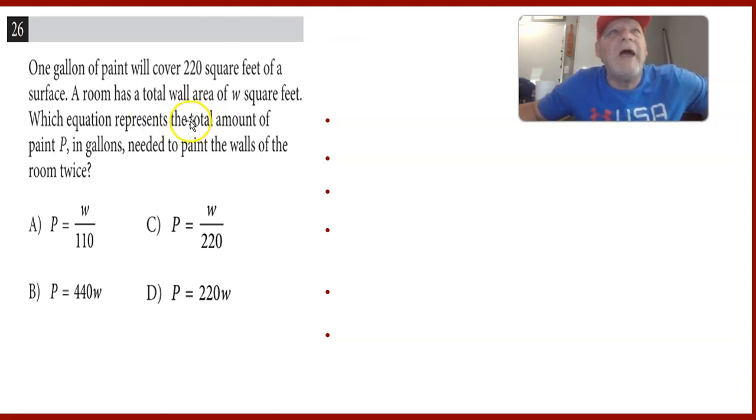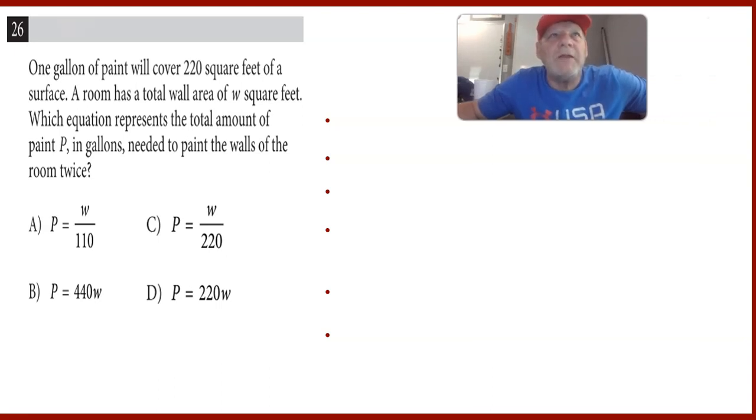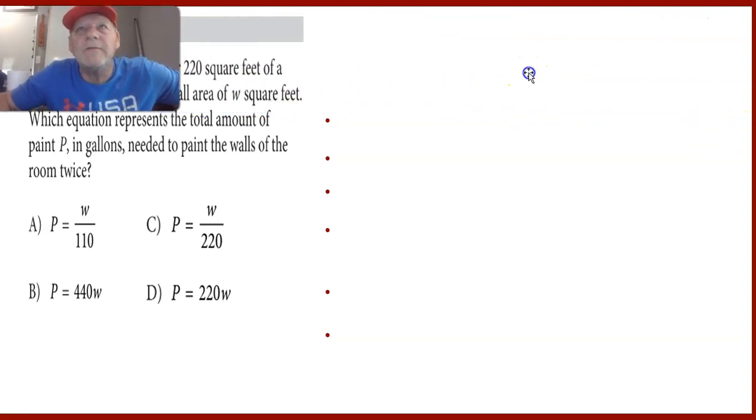26 says a gallon of paint will cover 220 square feet of surface. A room has a total area of W square feet. Which equation represents the total area of paint P in gallons needed to paint the walls twice? So we need to find out how much paint it's going to take to paint the walls twice.